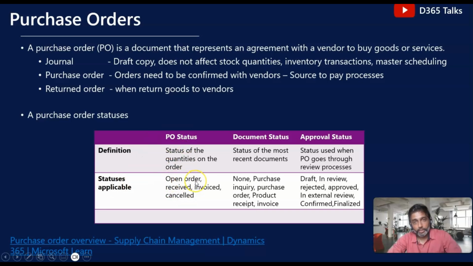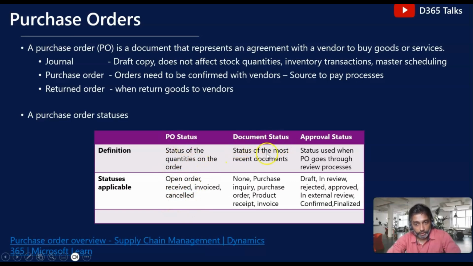It can be open order if the lines have not been received. Once it is received, the line level status becomes received or invoiced. If the line is cancelled, then the quantity at the line level is made zero, or you're not receiving it anymore, then the line level status gets updated as cancelled. So this is purely based on the quantities of the order. That is purchase order status.